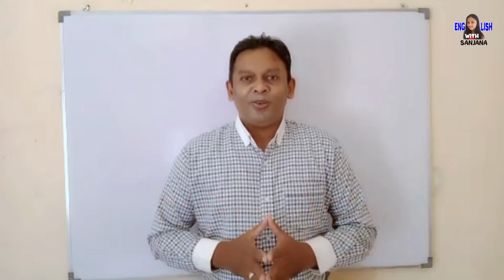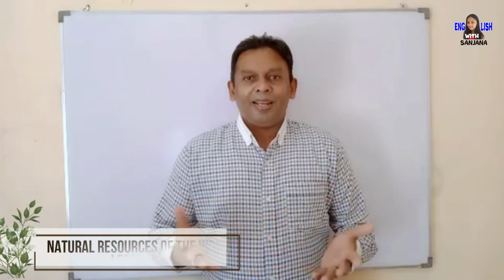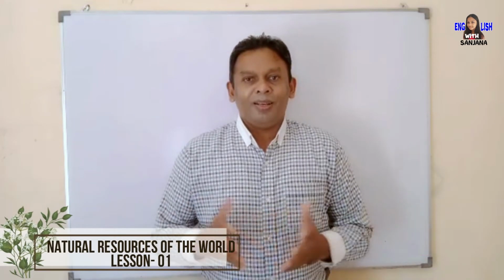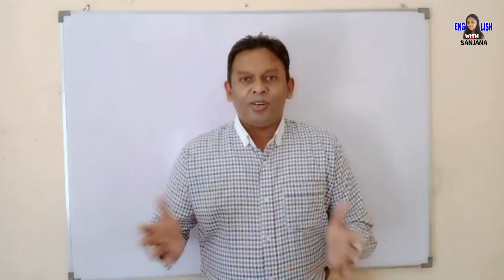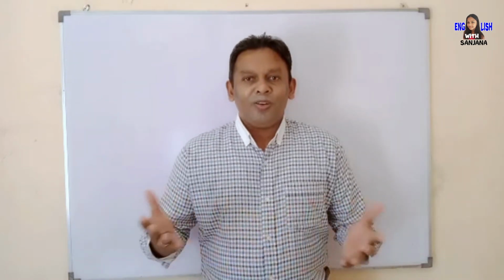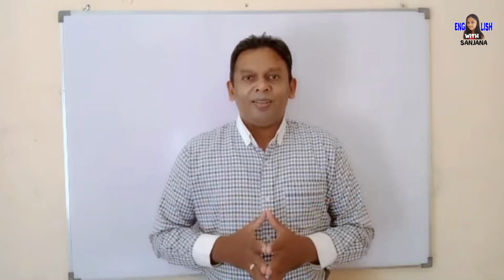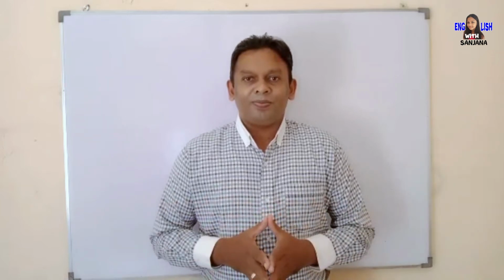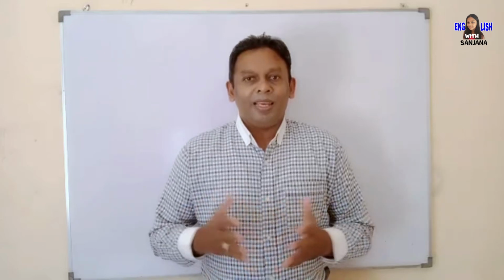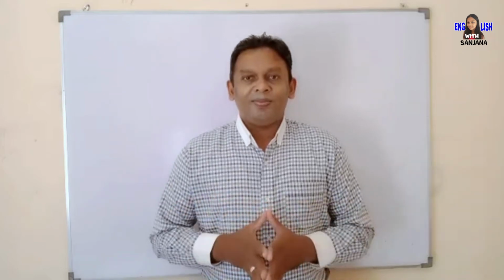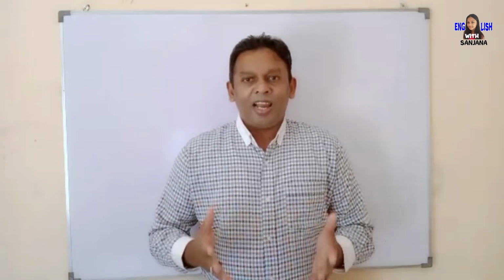In today's video, I am going to help you with Geography Unit 1, Natural Resources of the World. First, we will be looking at the definition of natural resources. As we all might know, there are various types of natural resources available on the surface of the earth, such as minerals, soil, air, water, sunlight, natural vegetation, and wildlife.